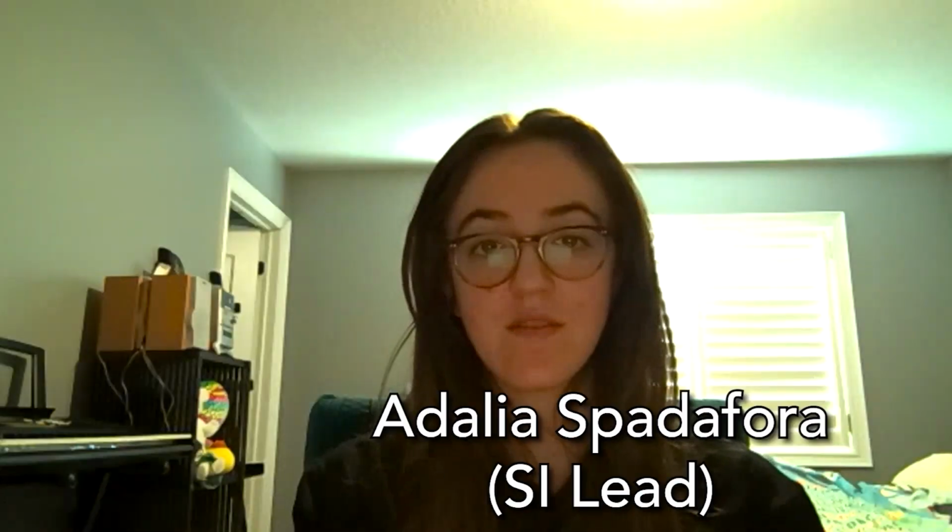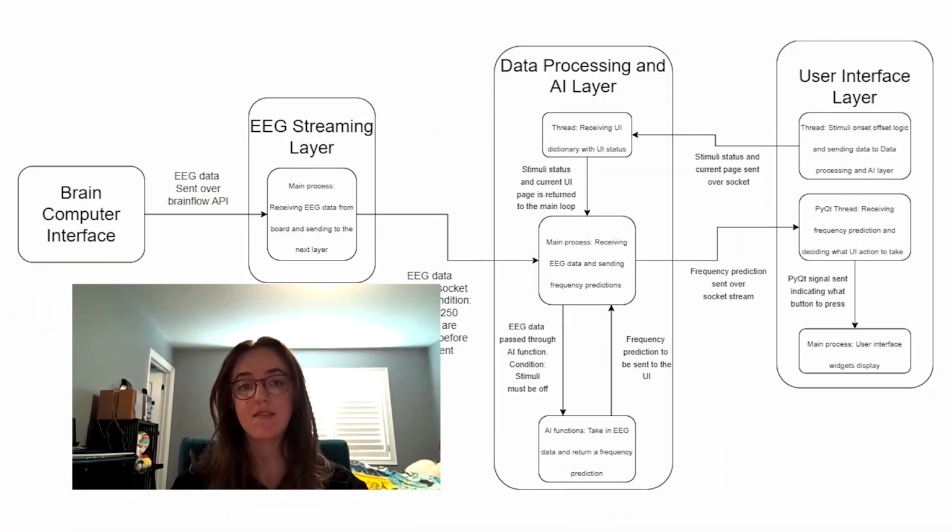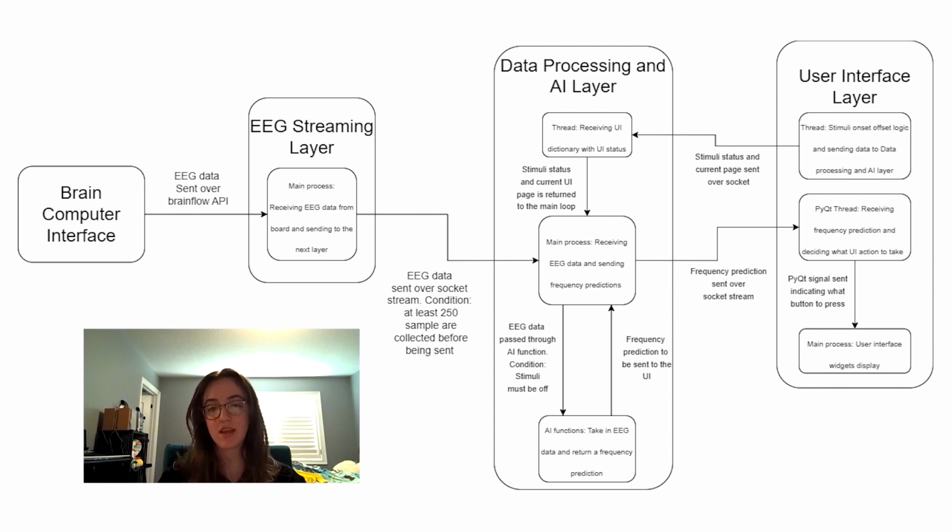Our team's initial task was to stream EEG data from the brain-computer interface. We used the BrainFlow Python module to help interact with the board. We chose BrainFlow as it was compatible with multiple boards with minimal code changes, which proved to be very useful in our final system. This system has 3 layers: the EEG streaming layer, the data processing and AI layer, and the user interface layer.